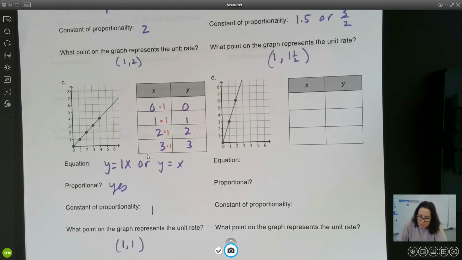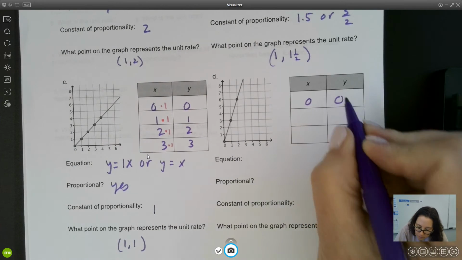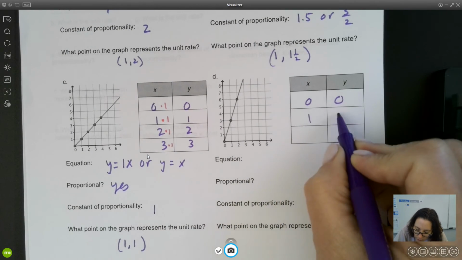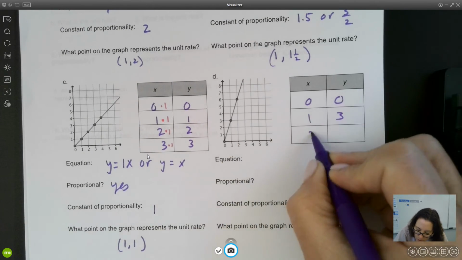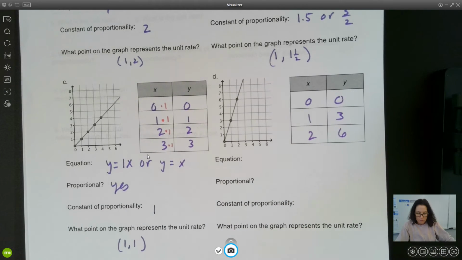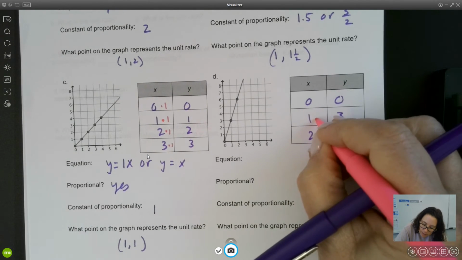Okay, this guy, 0, 0, 1, 3, 2, 6. Coming in here and I'm multiplying this by 3.